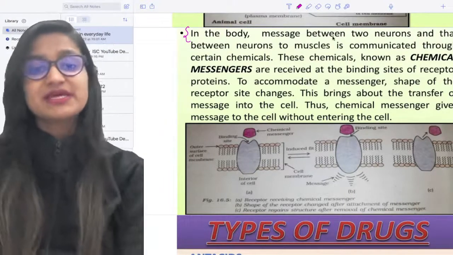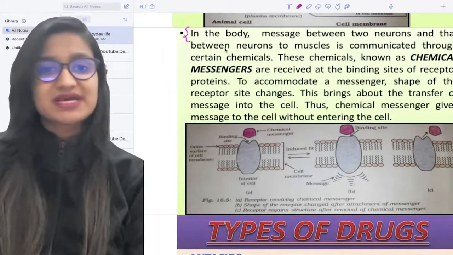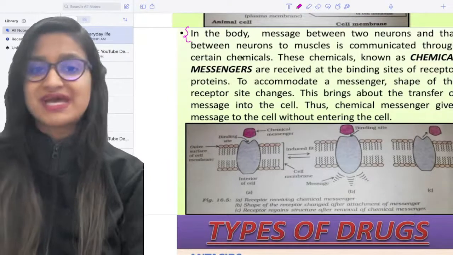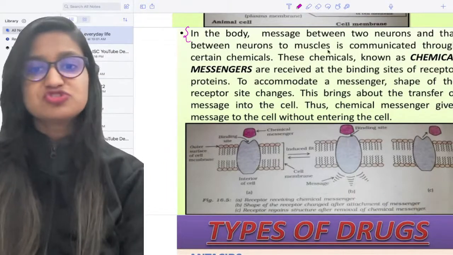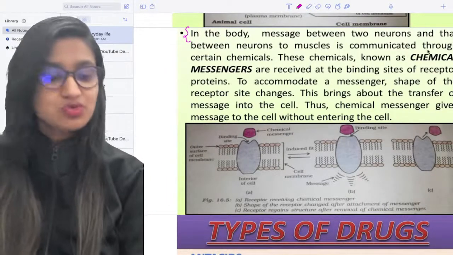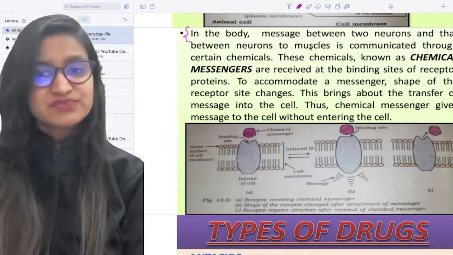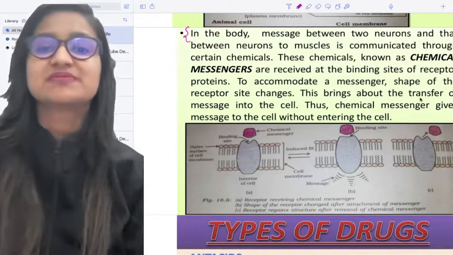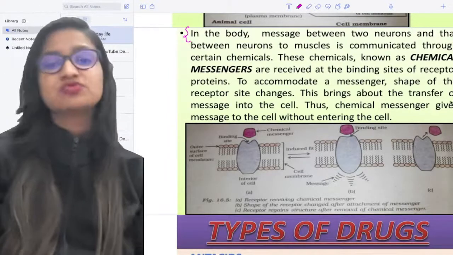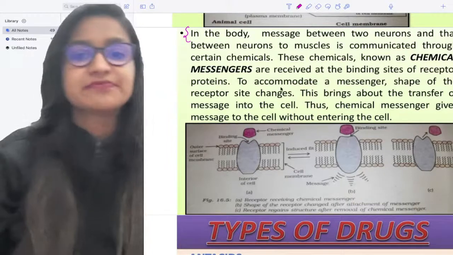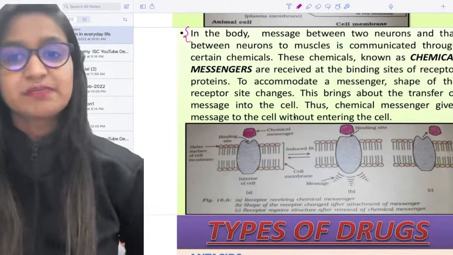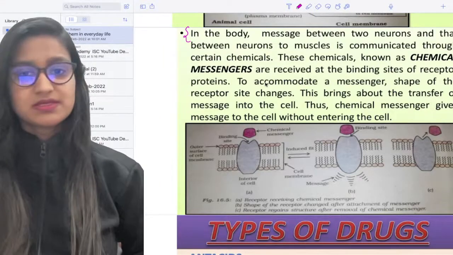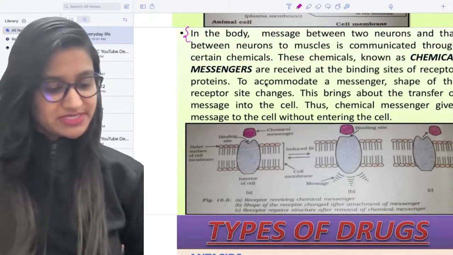Please read it again. As you can see here, in the body, message between two neurons and that between neurons to muscles is communicated through certain chemicals. These chemicals are known as chemical messengers. What are these chemicals known as? These are known as chemical messengers. Okay? And they are received at the binding sites of receptor proteins.